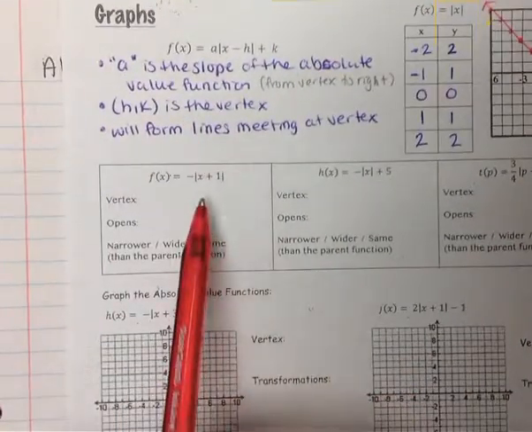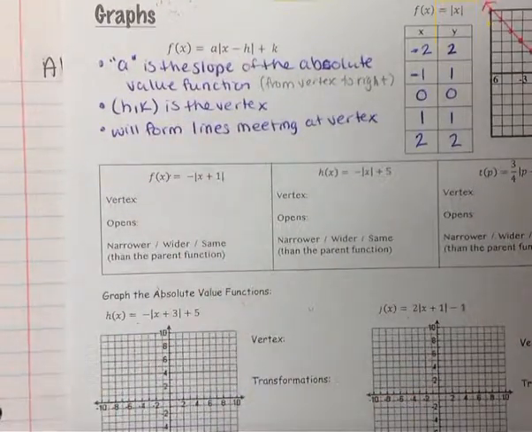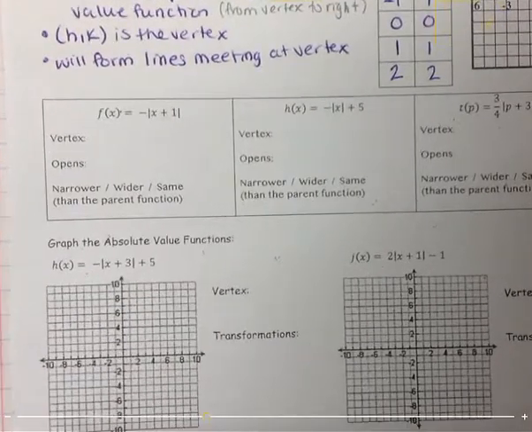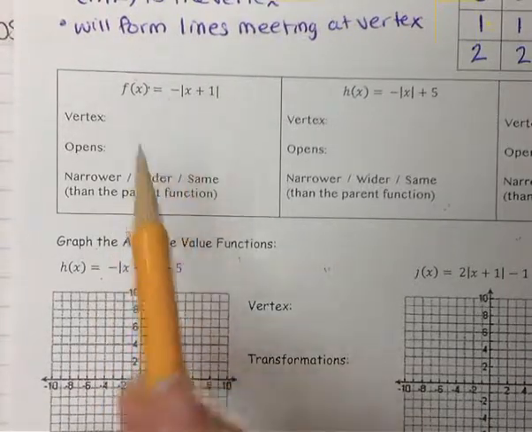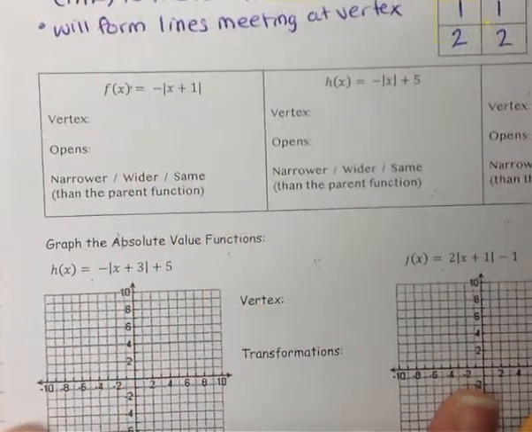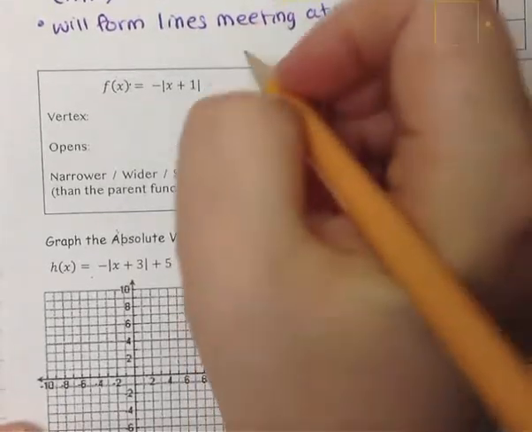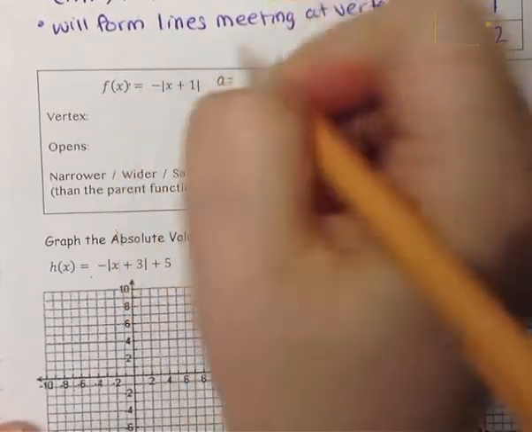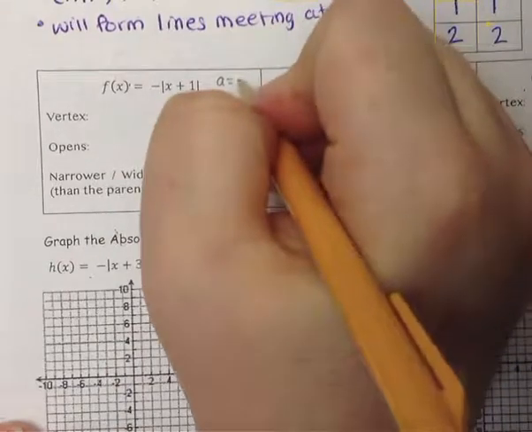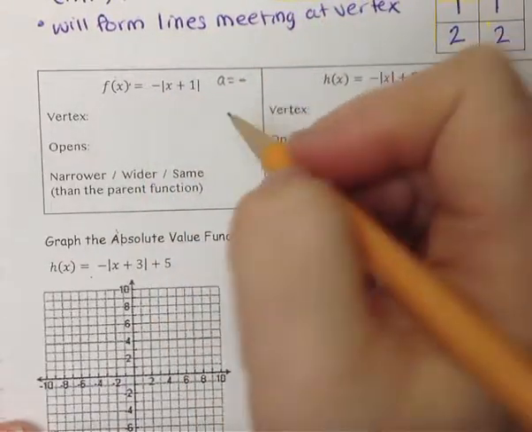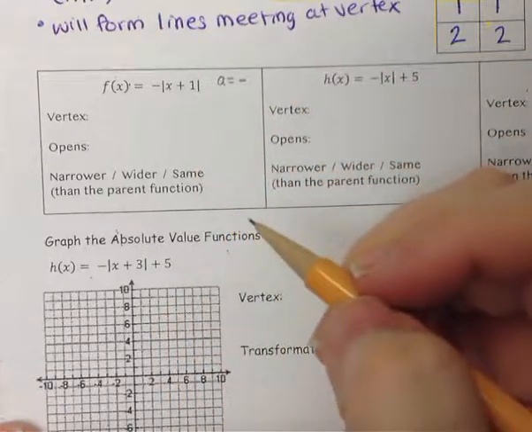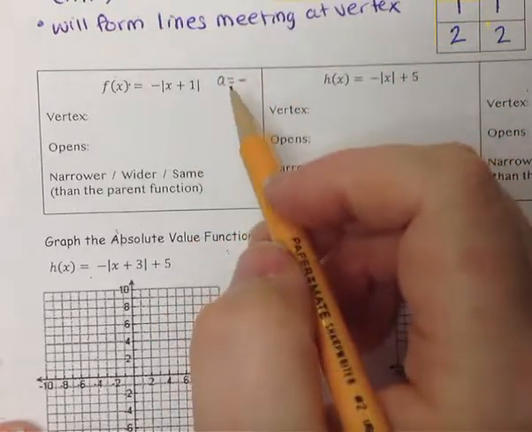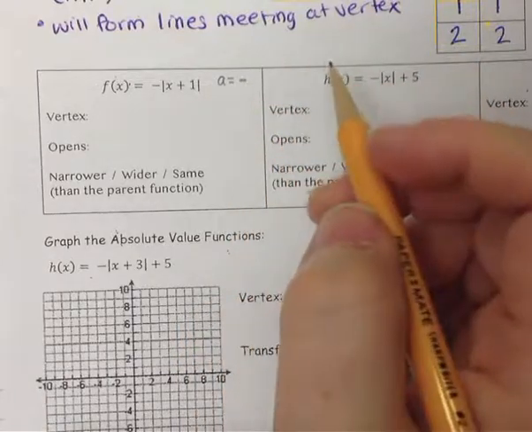So what we want to look at is to understand what your a, h, and k are and how it still affects the way that the graph looks and the way the graph moves. On this function right here, f of x equals negative absolute value of x plus 1, our a value is a negative, but our a value is also equal to a positive 1. So that will tell you if it's going to be a stretch or compress.